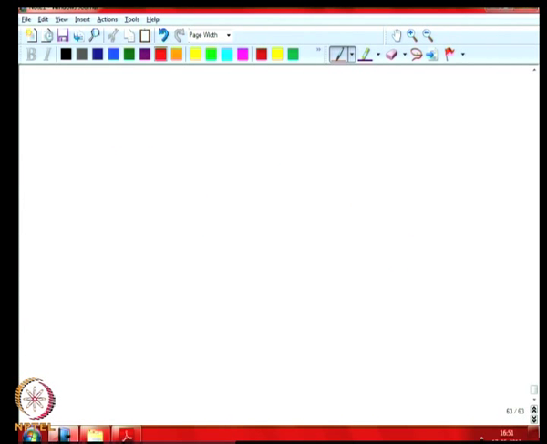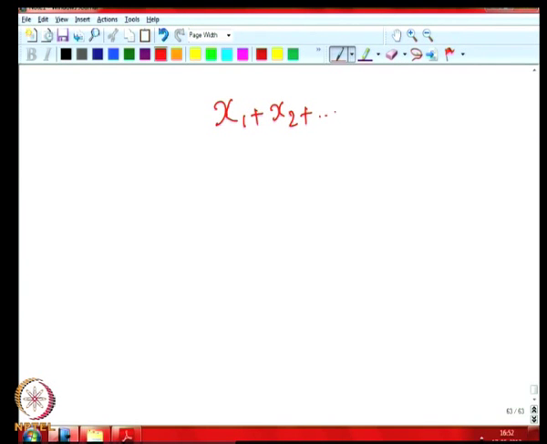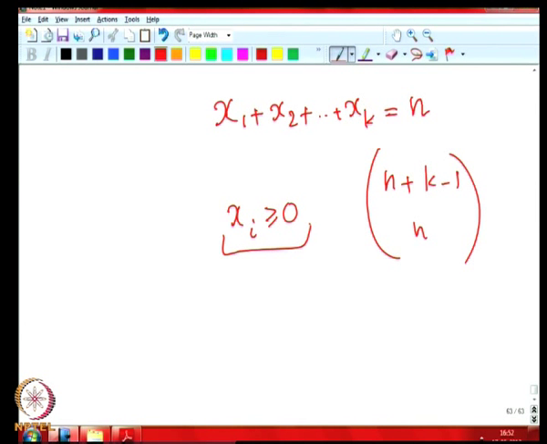So definitely one way is to use whatever we have done before to solve this. For instance, we know that when we write x1 plus x2 plus ... plus xk equal to n, then the number of ways to do this is n plus k minus 1 choose n, right? But there are some differences. Here we assumed each xi is greater than or equal to 0. There we are not allowing zeros.